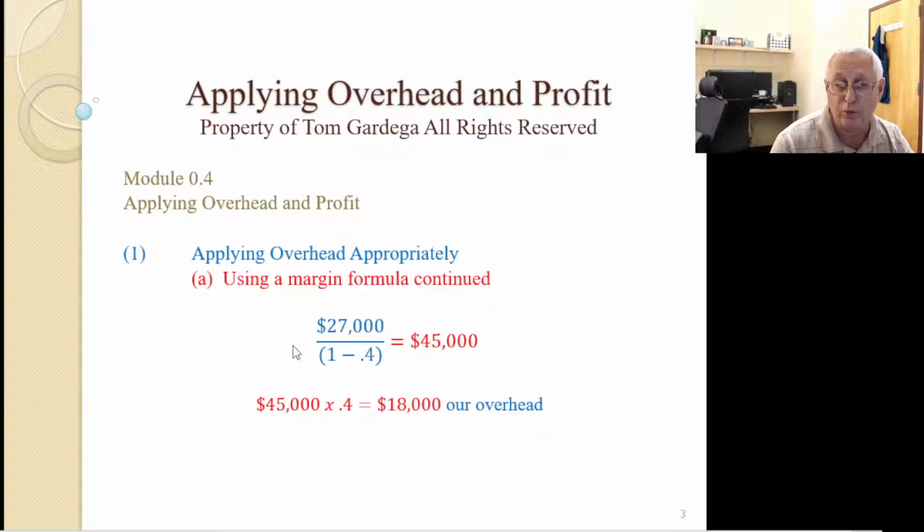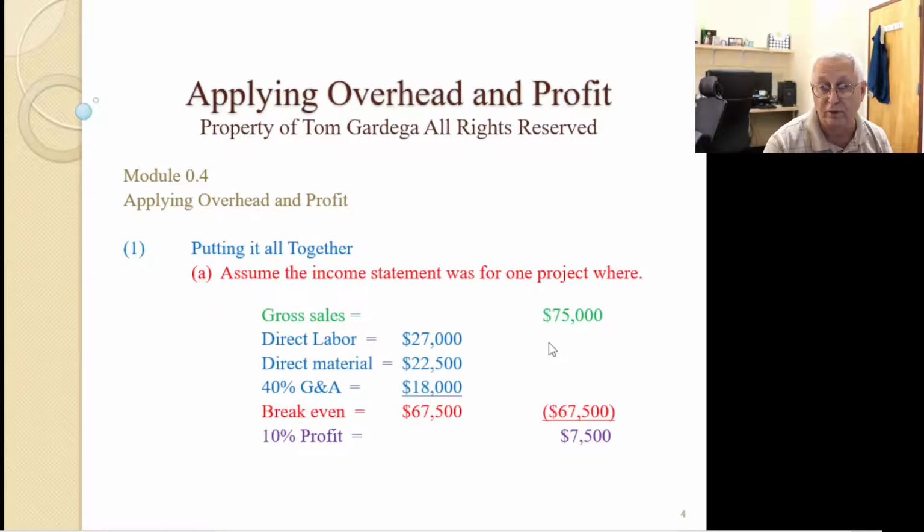Applying the overhead appropriately using a margin formula, we take that $27,000 of direct labor and divide it by, in brackets, 1 minus 0.4, which is 0.6. Dividing 27,000 by 0.6 gives us 45,000. 45,000 times the 40% overhead rate equals 18,000, so we covered our overhead by using a margin formula.